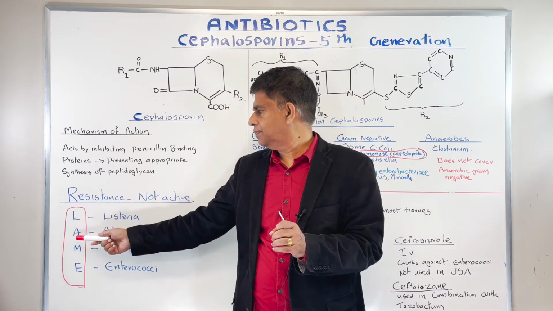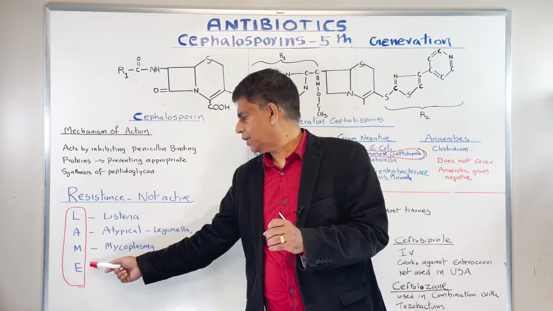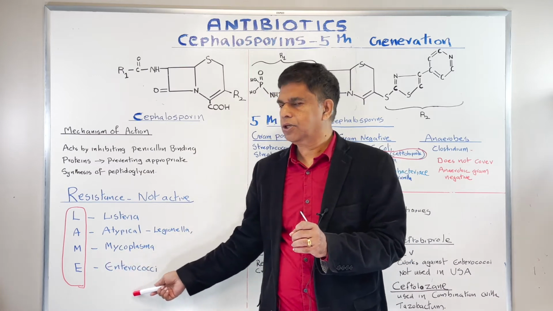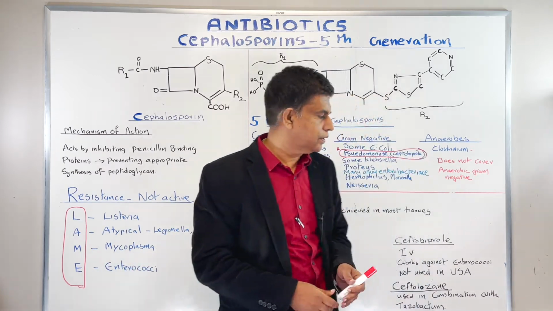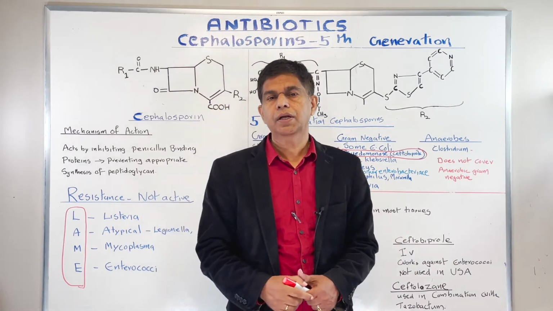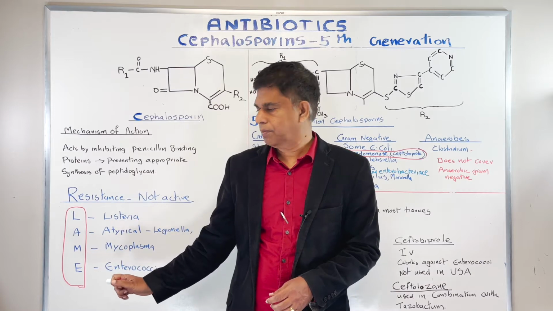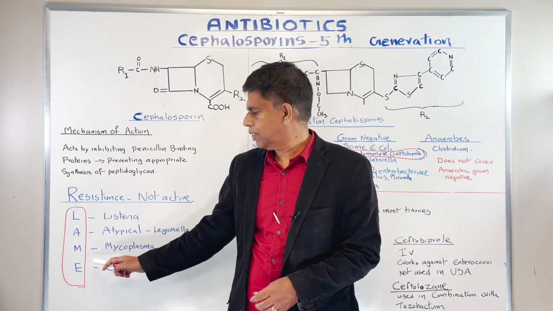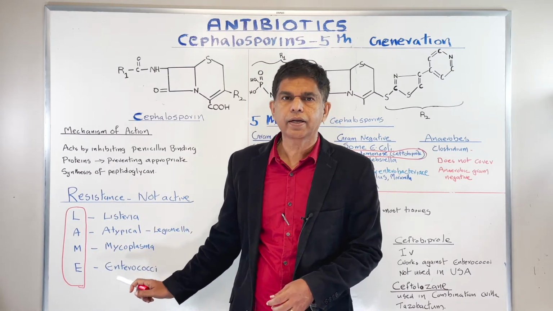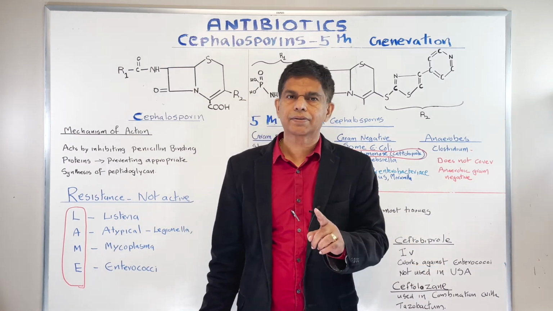Listeria for L, A atypical, M mycoplasma, E enterococci. Be careful about the enterococci. One of the drugs, ceftobiprole, is active against enterococci, but it's not used in the United States. Remember that, okay? You can use the mnemonic, but be careful about enterococci, because the drug ceftobiprole is active against enterococci.